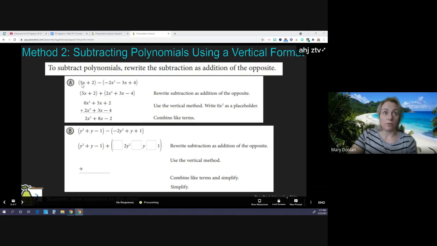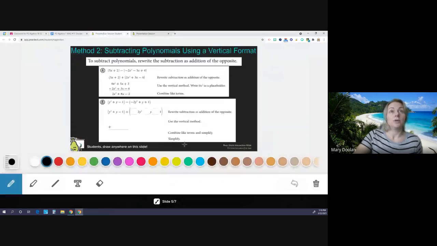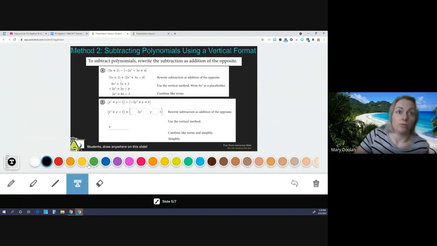And so here's what we're starting with. We're starting with this binomial, 5x plus 2, and we're subtracting this trinomial, negative 2x squared minus 3x plus 4. So the first step with subtraction is to rewrite the second one as addition of the opposite. So we change the subtraction to addition. And then we have to change the sign of everything inside. Another way to think about this is it's like you're distributing negative 1 through. So that's one way to think about it.